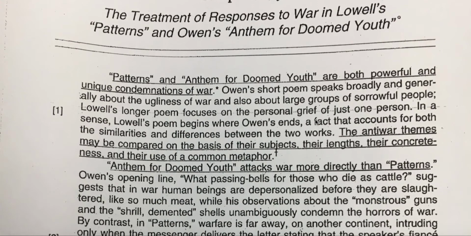It mentions the thematic connection between the two poems. So both poems have anti-war themes, and then it gets into the specific points that this writer is going to compare and contrast: subjects, lengths, concreteness, and common metaphor. And notice how some of those things, I suppose, are a little bit obvious, right? Like subjects and lengths. But things like concreteness and use of a common metaphor, those are not obvious points of comparison and contrast. So these are points that are thoughtful and that the person does a really good job of unpacking and comparing and contrasting in a real way later on in the essay.